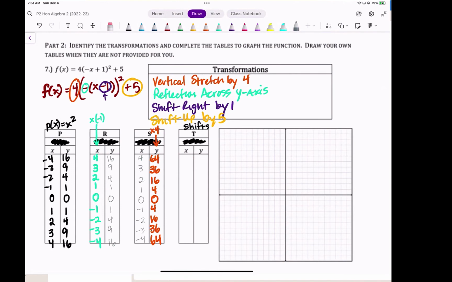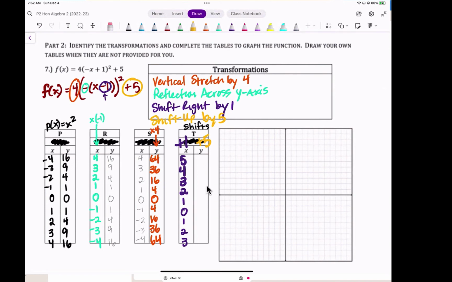And then we actually have two shifts or two transformations. We have a shift right by 1. So that means I'm going to take all the x points and add 1. And we have a shift up by 5. So I'm going to add 5 to all the y's. So I will start with the most recent x values that we have and add 1 to them. So 4 is going to become 5. 3 is going to become 4. 2 is going to become 3. And you see what's happening here. 1 becomes 2. 1, 0, 1, 2, and 3.